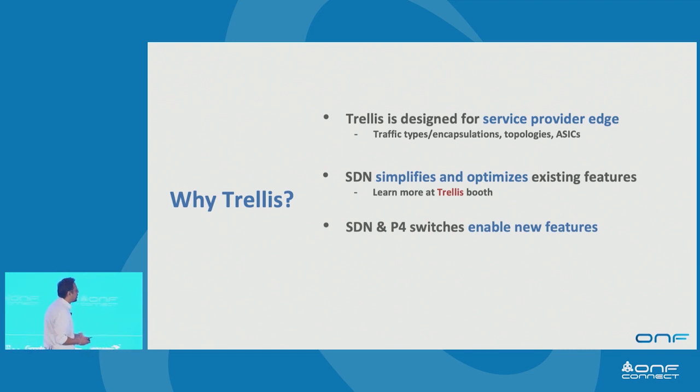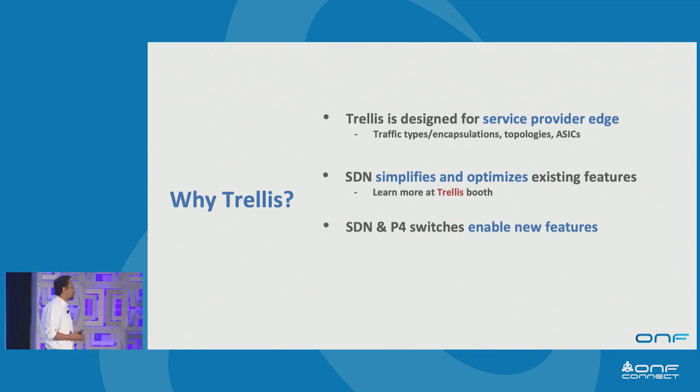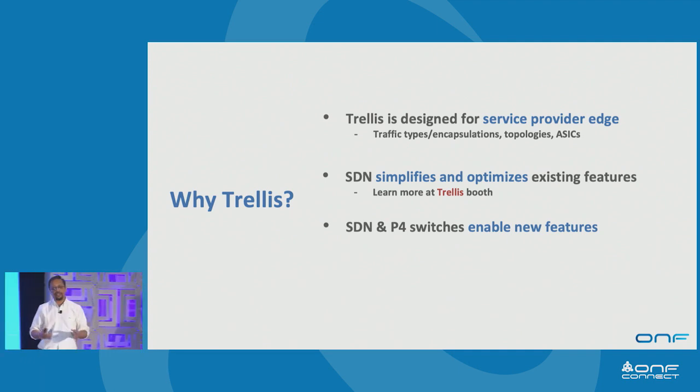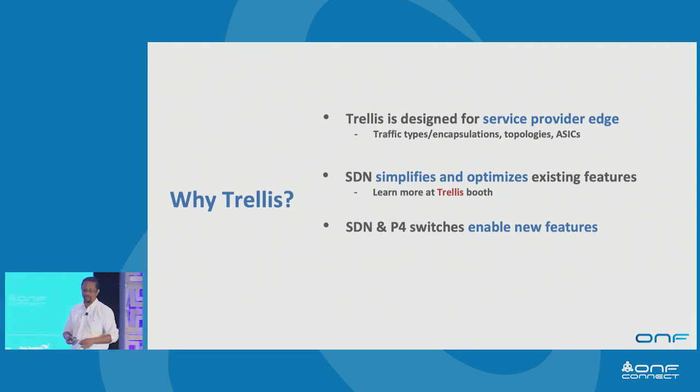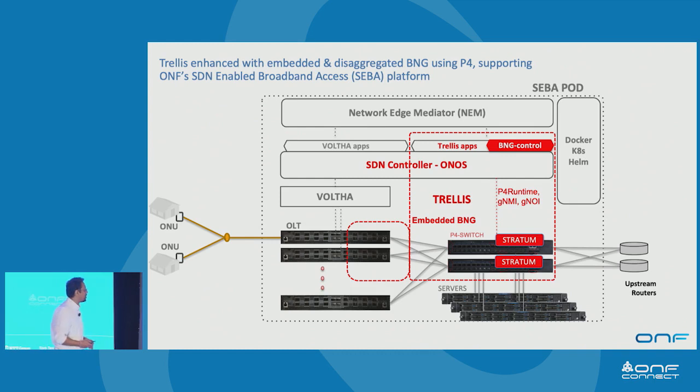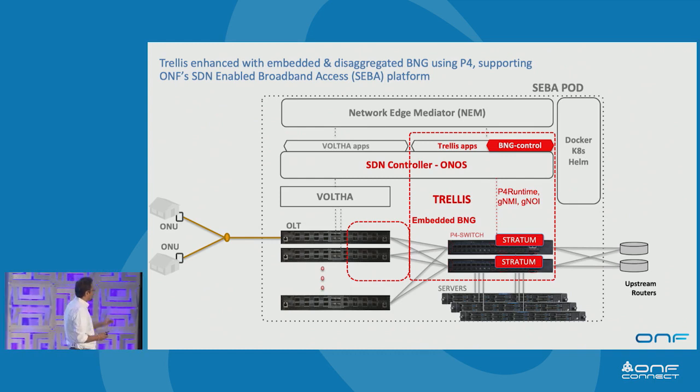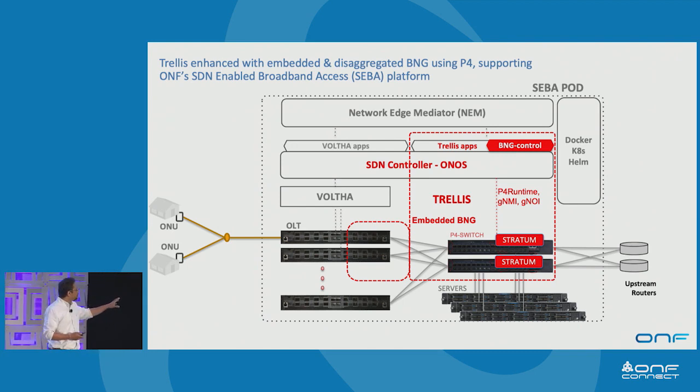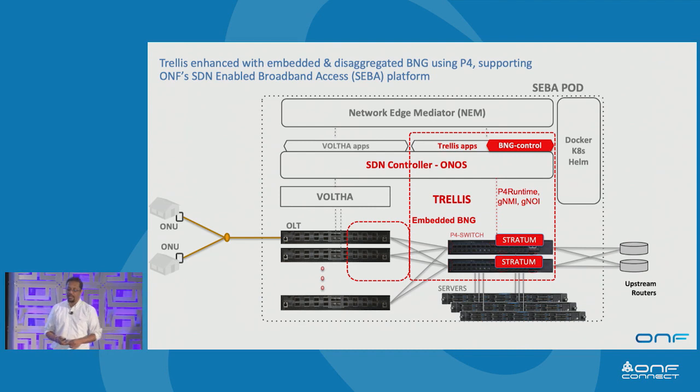Another very interesting thing that is not yet in production, but we have it and you can try it out, is that Trellis now works with P4 switches using P4 Runtime. The next-gen SDN interfaces are P4 Runtime, gNMI, and gNOI. And we have an example of this where in a different project, what we have done is that there is a BNG functionality that we have implemented in a P4 switch.